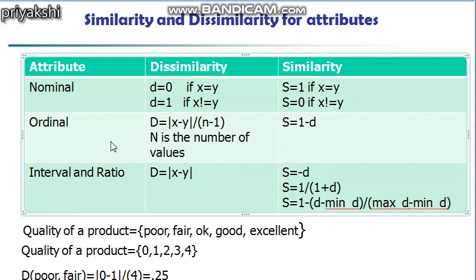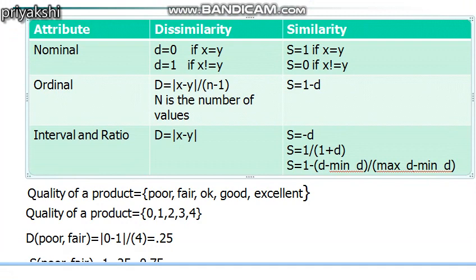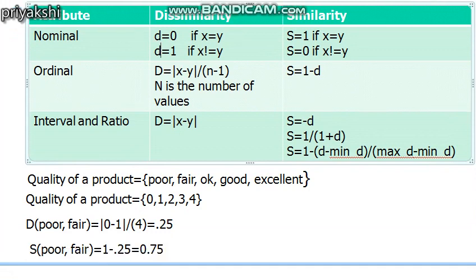Next comes the ordinal attribute. In case of an ordinal attribute, similarity is 1 minus dissimilarity, and dissimilarity is defined by the formula modulus of x minus y divided by n minus 1, where n is the total number of values. For example, we are considering this situation. We know that an ordinal attribute always has an order. So the quality of a product, suppose, is given by the values poor, fair, okay, good, and excellent. This is an example of an ordinal attribute which measures the quality of a product.